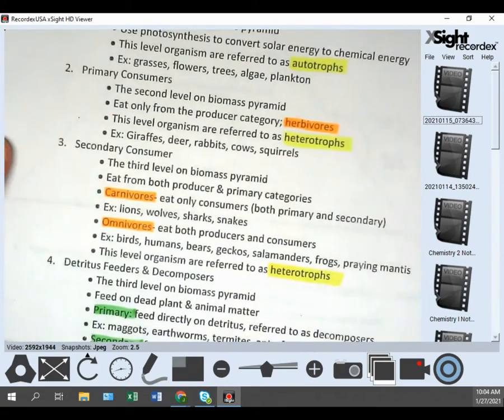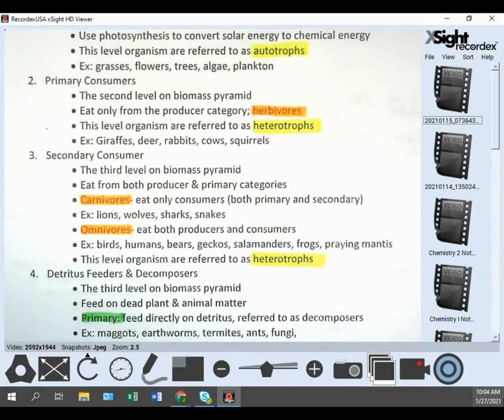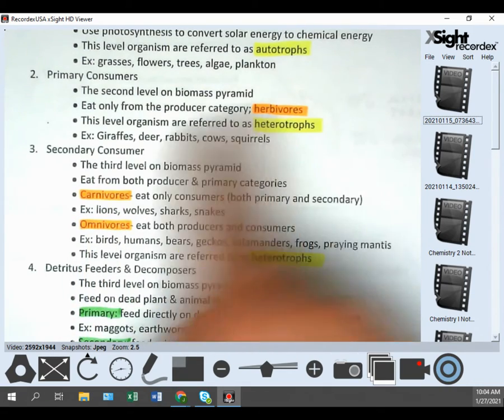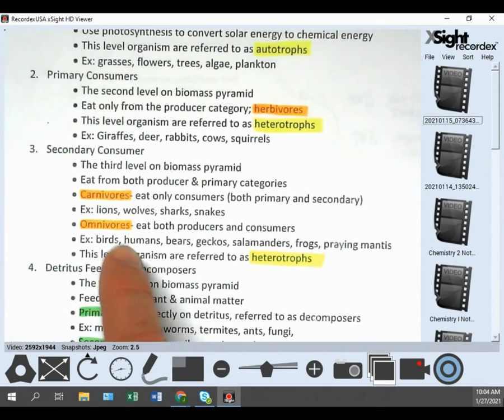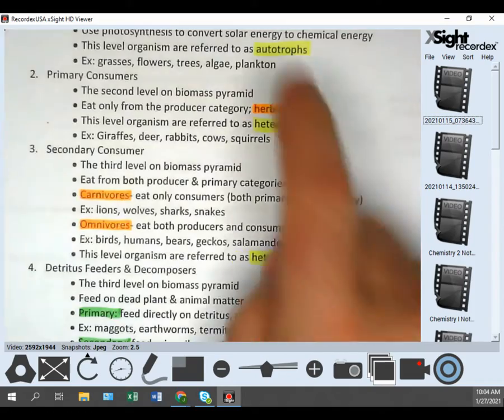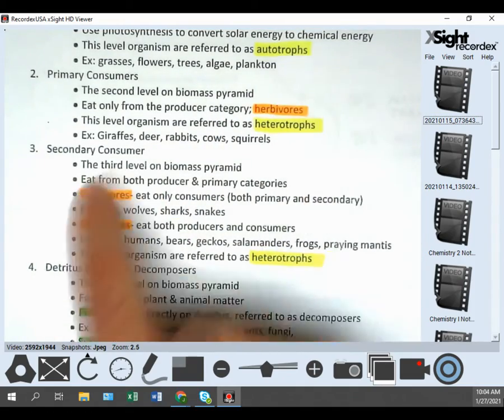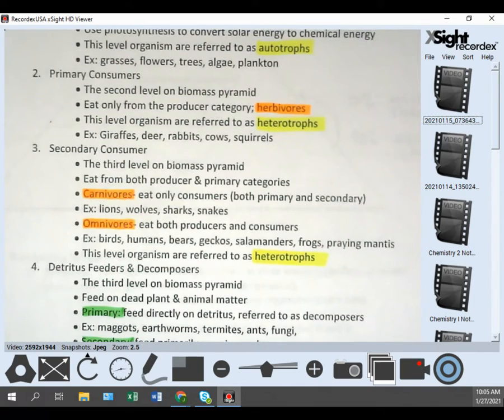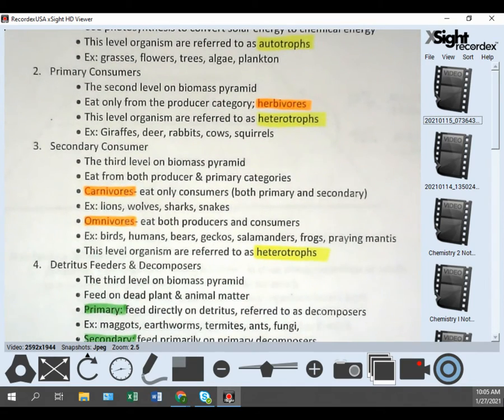And then if you look at the orange highlighted words, herbivores, carnivores, and omnivores, that's actually another way to categorize based on what they feed on as well. But the herbivores, carnivores, and omnivores are just for the consumers. That's a more specific category within the consumers. Okay, does that make sense? Do you guys have any questions yet? No, good. Okay, all right.